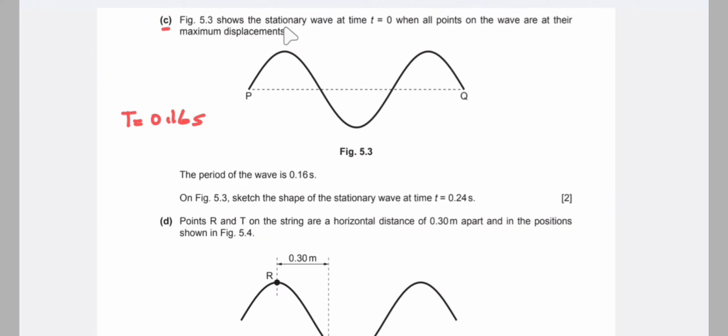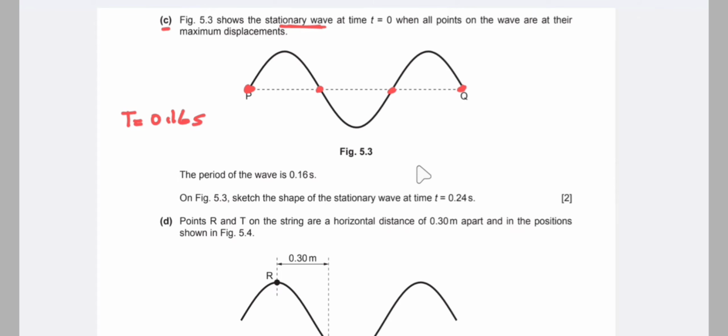You have to remember that this wave is a stationary wave, and for a stationary wave there is no movement at the nodes. The nodes remain at their position while the antinodes move. In 0.16 second, the antinode moves from the top to the bottom and then again moves to the top.